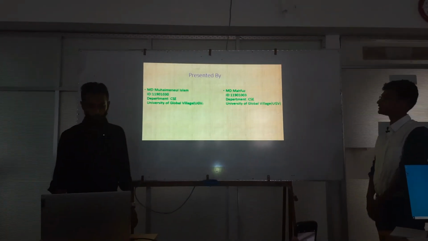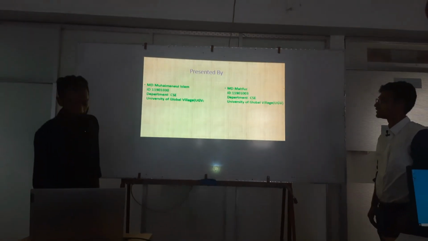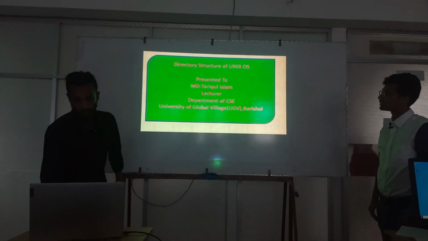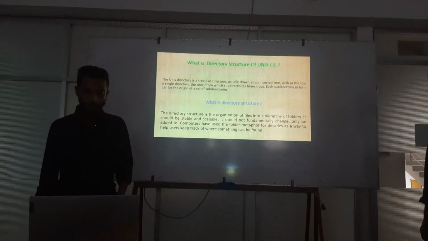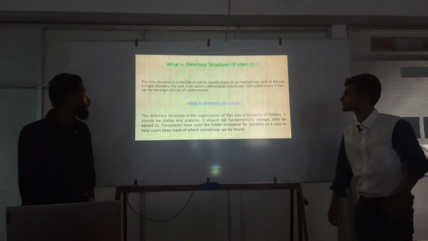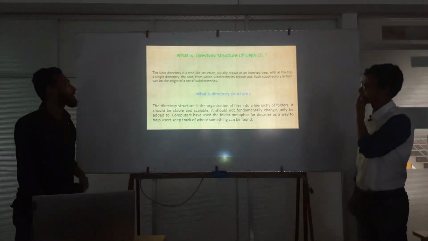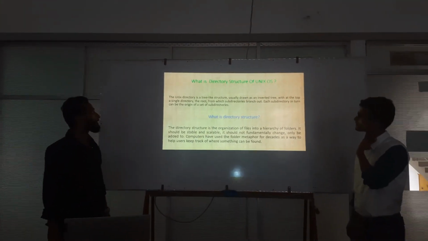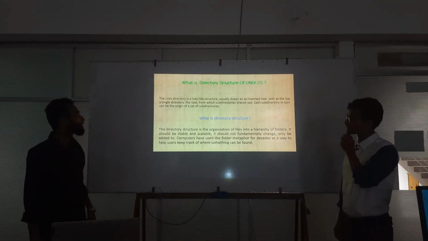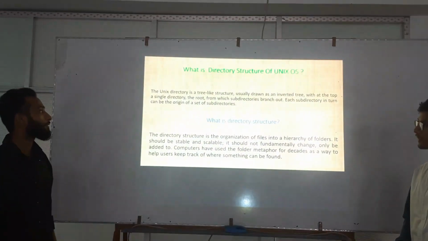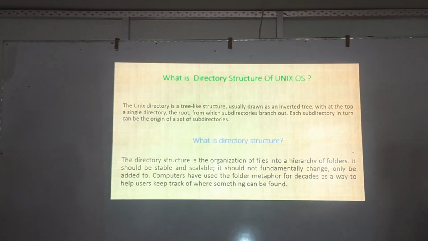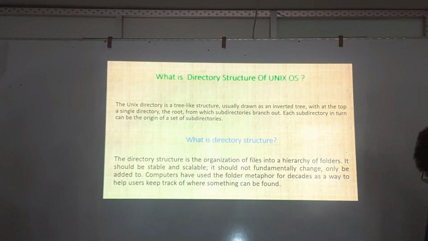Today our presentation topic is the directory structure of Unix OS. The Unix directory is a tree-like structure usually drawn as an inverted tree with at the top a single directory, the root, from which subdirectories branch out.